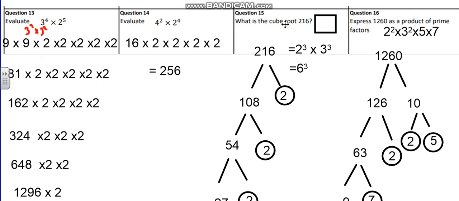So therefore, what number cubed gives me 216? The answer is 6. The cube root of 216 is 6.